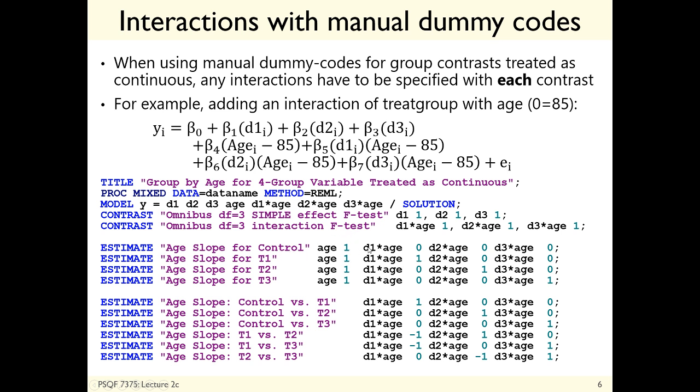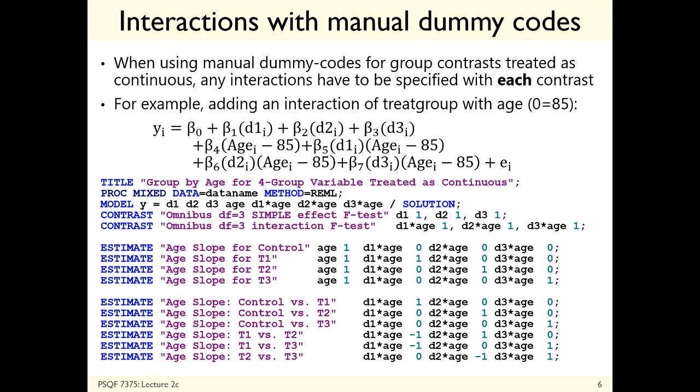So this model implies that there are 4 different age slopes, one for each possible group. And so the second set here, estimate statements, I'm asking for what the effect of age is in each group. The only one that is given to me by default is the first one. You can see that the effect of age is 1 and everything else is zeroed out. That means it's for the control group.